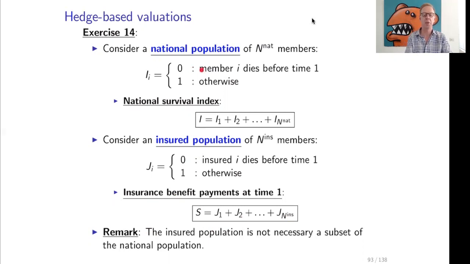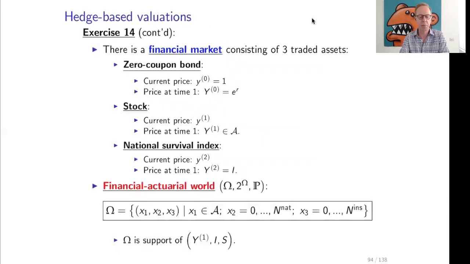So let's say the national population is a Belgian population, the insured population is a population in Italy, let us say. Then we assume that there is a financial market consisting of 3 assets. There is a zero coupon bond, whose current price is 1. The risk-free interest rate is r, so the price at time 1 of the zero coupon bond is e to the power r. There is a stock with current price y1, and price at time 1 is a random variable Y1, which takes values in A. And there is the national survival index with current price y2 and price at time 1, Y2, which is I.